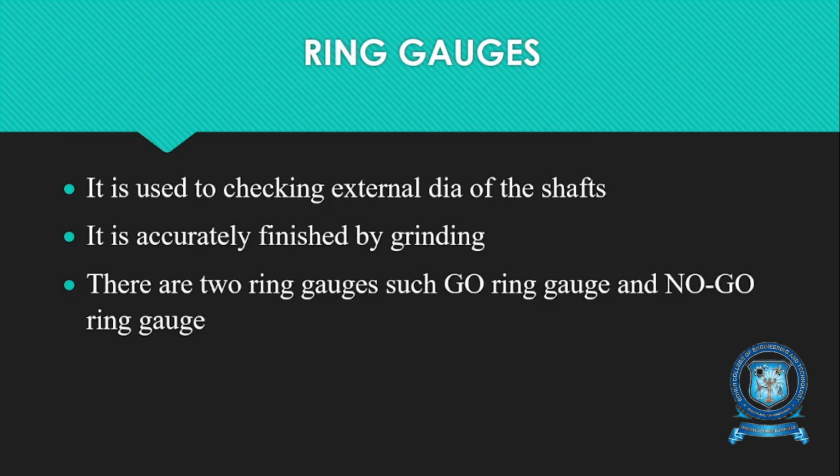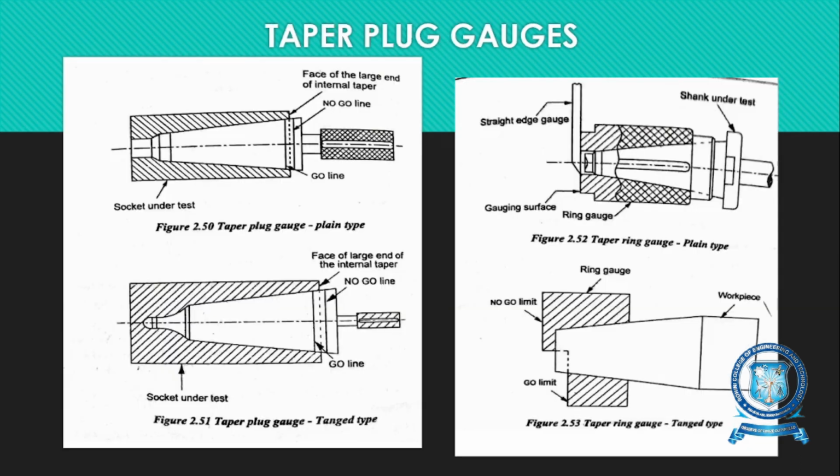So these ring gauges are used to check the diameter of shafts. They are accurately finished by grinding. There are two ring gauges, the go ring gauge and the no go ring gauge. So these are the taper plug gauges. There are four different types of taper plug gauges: taper plug gauge plain type, tangent type, plain type, and ring gauges.